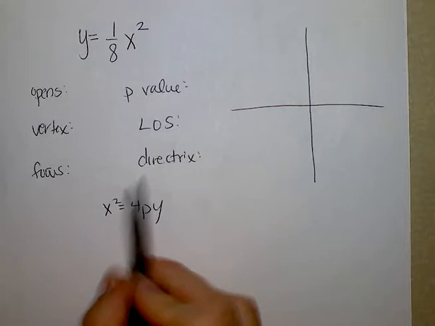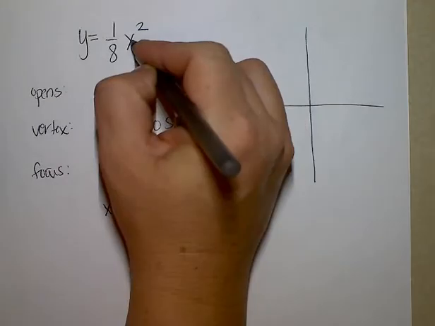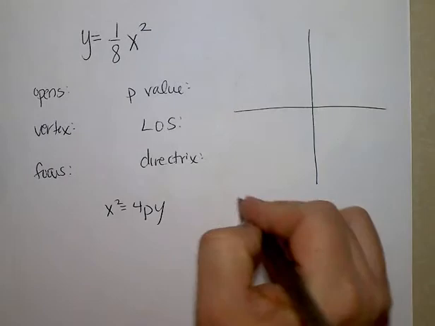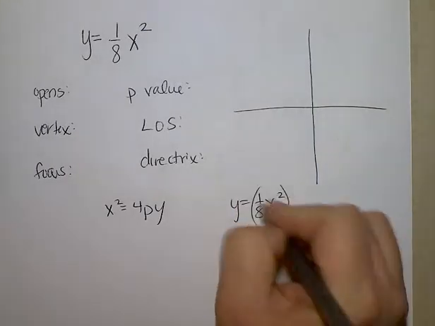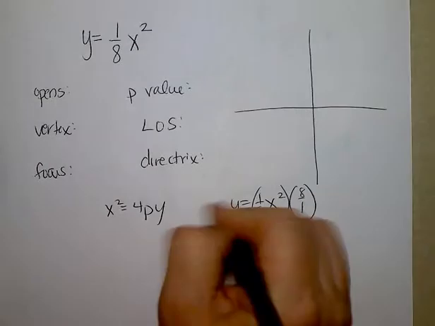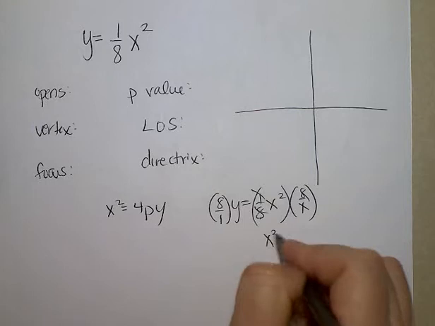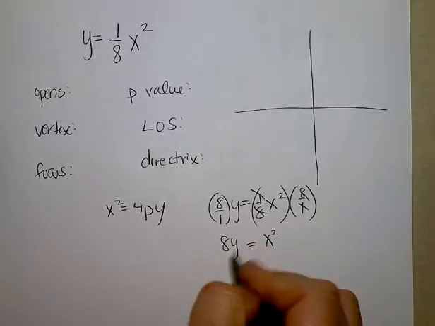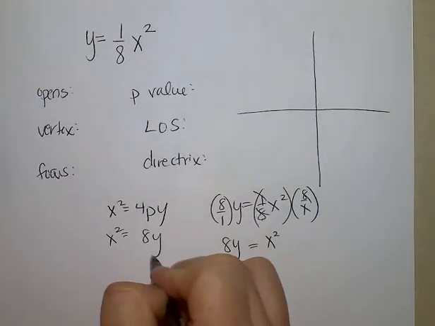So I need to take this equation and rewrite it so that x squared is by itself, isolated. I'm going to come off to the side, and to get x squared by itself, I need to get rid of the 1/8 by multiplying by the reciprocal, which is 8/1. X squared equals 8y. You're welcome to put a 1 on the bottom if you want. Then I write x squared equals 8y over here.